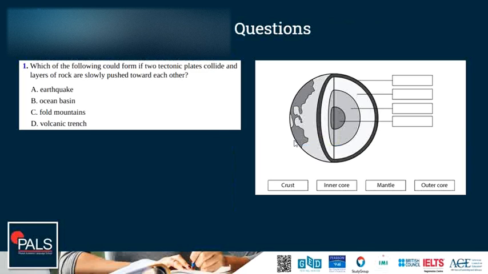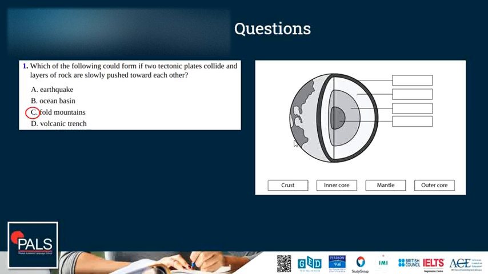Let's have a look at some questions. Which of the following could form if two tectonic plates collide and layers of rock are slowly pushed towards each other? Earthquake, ocean basin, fault mountains, or volcanic trench? You can pause the video. The correct answer will come now. Fault mountains is the correct answer here.